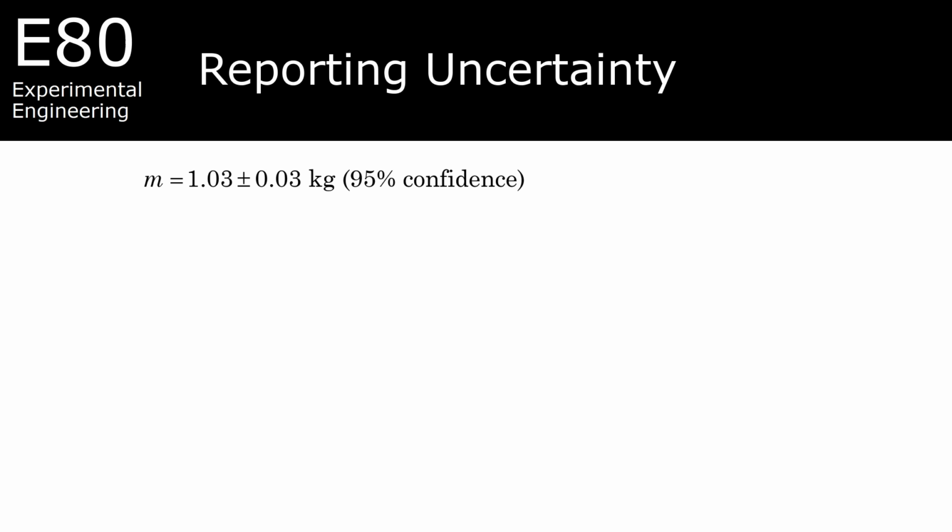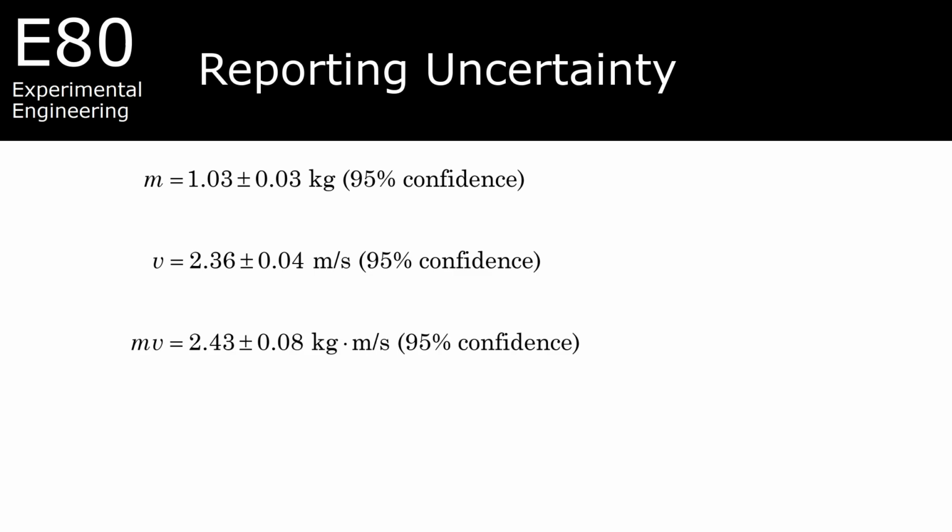In addition, the measured quantities are often used to calculate other quantities. For example, the mass and velocity of an object are used to calculate the momentum and the kinetic energy of the object. Again, a responsible engineer will report the uncertainties in the calculated quantity due to the uncertainties in the measured quantities.